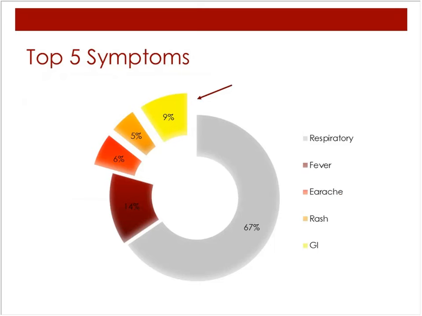The top five symptoms that children present with are typically respiratory symptoms, including cough, stuffy nose, followed by fever and GI symptoms. Fever is, of course, nonspecific, where you can basically present with that as well as any of the other four symptoms. In fact, fever is present in more than 50% of patients presenting with gastrointestinal symptoms.